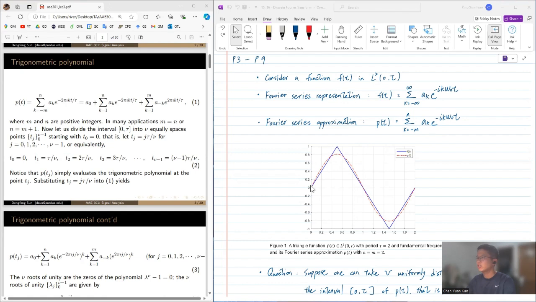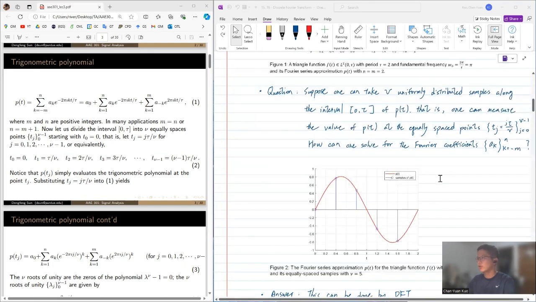And to help you better understand, here I have a graph showing a triangular function in the Lebesgue space L squared with the interval from 0 to 2, and its Fourier series approximation with n and m both equal to 2.